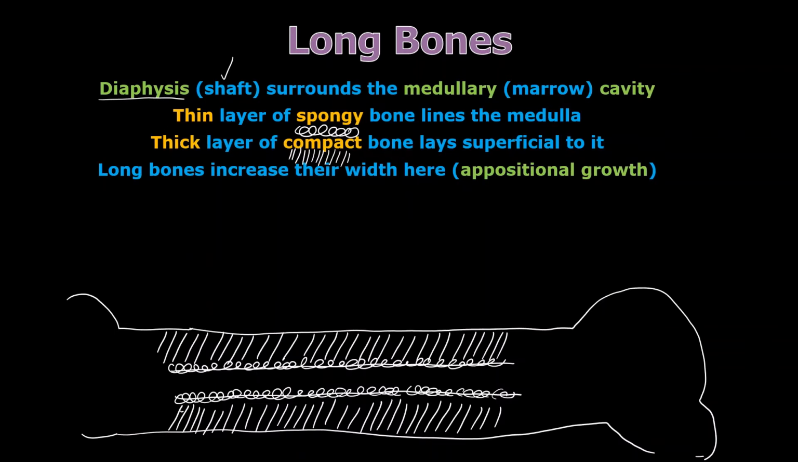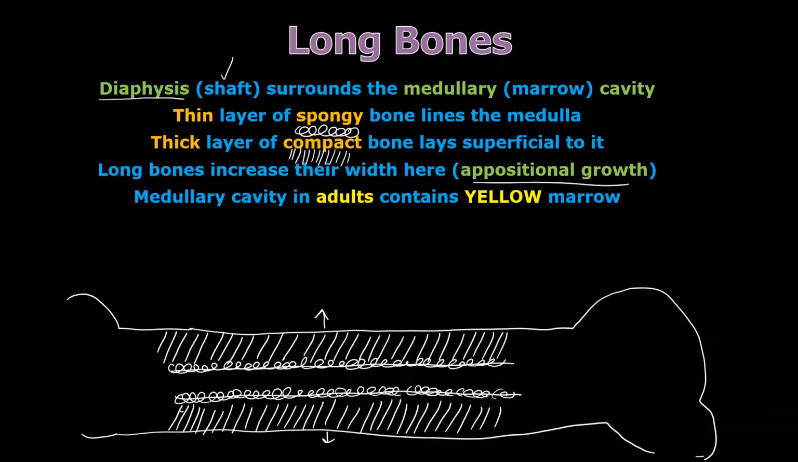Now, what we're going to see is the bone becomes wider at the diaphysis. It doesn't grow longer here, it grows wider. So this is called appositional growth as the bone increases its width. Inside the cavity, you will find marrow.